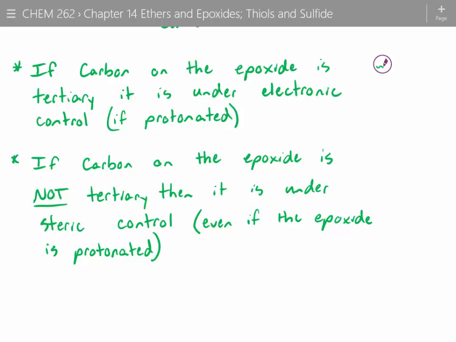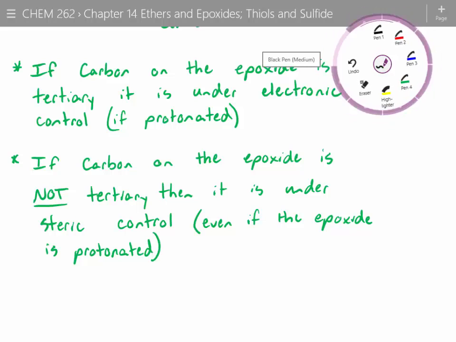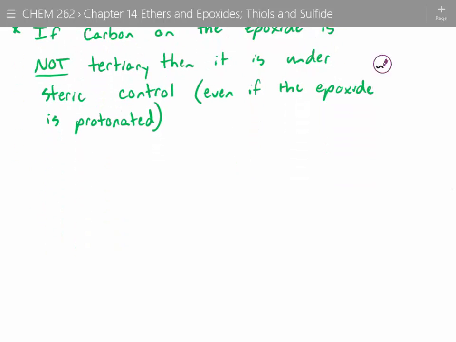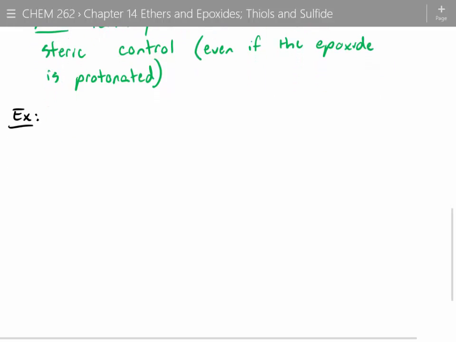An example of this that's a little confusing is when we run into secondary carbons. Secondary carbons, even if they are protonated, will get attacked from the less hindered side. So let's put this down because it's an important example of this behavior where it doesn't follow our trend of always being under electronic control when it's protonated.